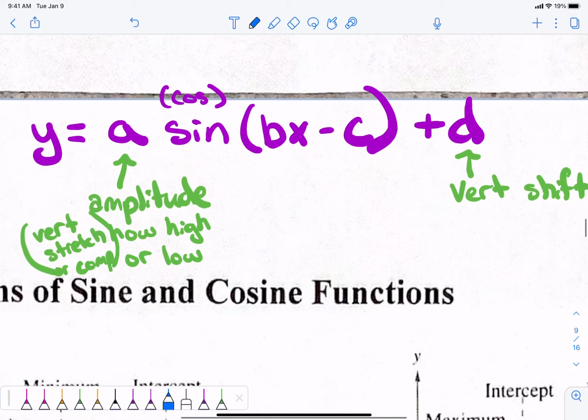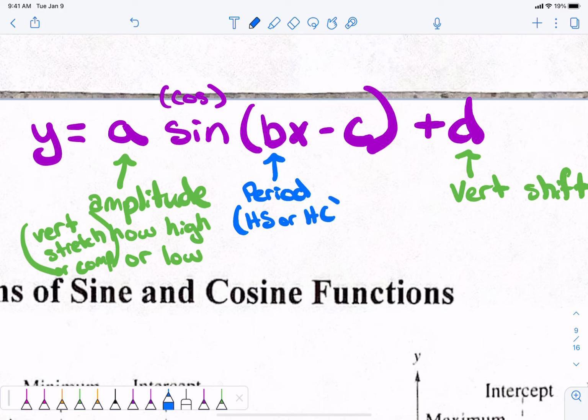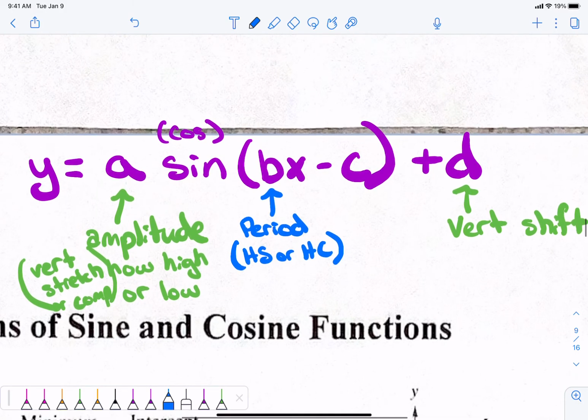And then these ones in the middle, B and C, are kind of painful. They're kind of pain in the butts. B is going to tell you what the period is, AKA the horizontal stretch or horizontal compression of a function. It tells you how wide the cycles are, the period. Now, this number doesn't tell you exactly what the period is. There was a trick to it, and I'm going to write this in a different color.